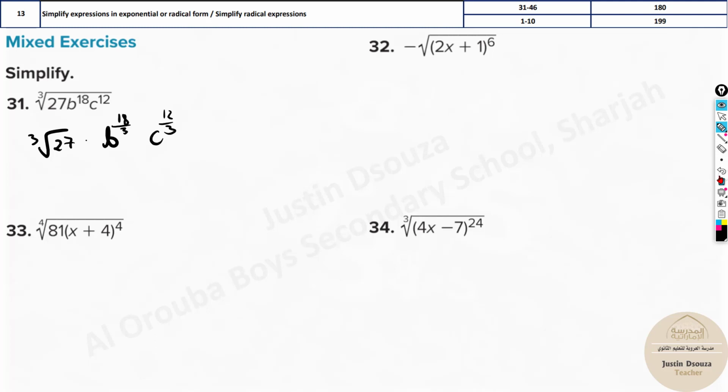Now here you can easily write it out. The cube root of 27 is 3, since 3 to the power 3 is 27. So over here it will be 3, b to the power 6, c to the power 4. This is the answer. You can directly check the answer. It's a direct question, and you will have options. That's why we can use the calculator method as well.